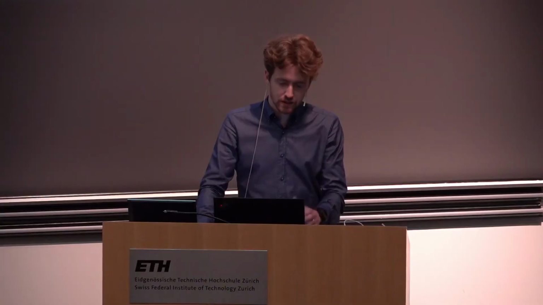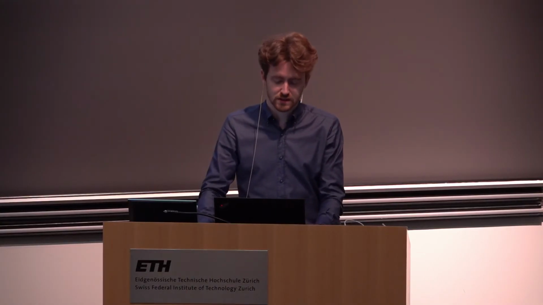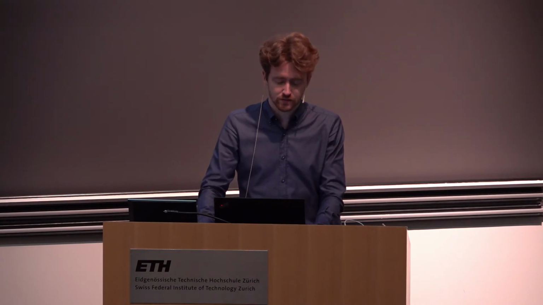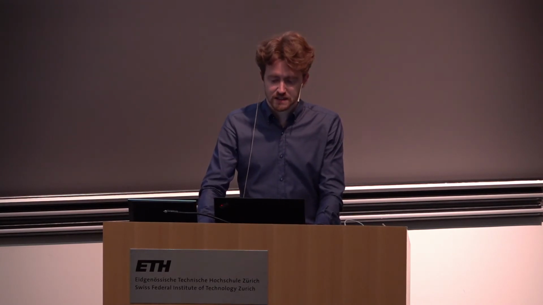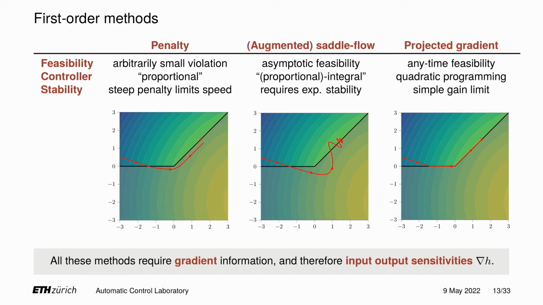So we want some persistent control on the system. Saddle flows can be implemented and converted into controllers for this task. The problem here, and we're going to see how this is a problem in a couple of slides, is the exponential stability of these flows. And the projected gradient is the one I just showed you, which in practice corresponds to a quadratic programming iteration.